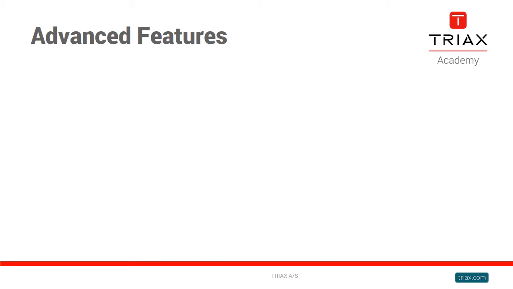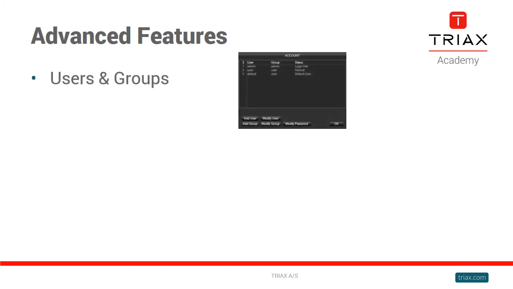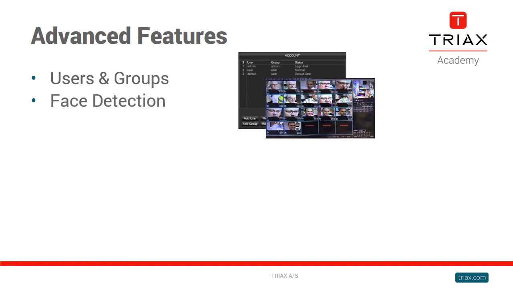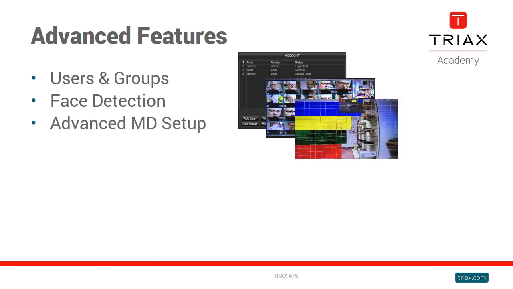The recorders in both the THDR and NVR range do have additional advanced features like administrating users and groups, giving you possibilities to hide cameras or menus among other things, for unauthorized users. Face detection, which will store a short recording of all faces seen by one defined camera. More advanced setup of motion detection, adjusting thresholds and sensitivity.